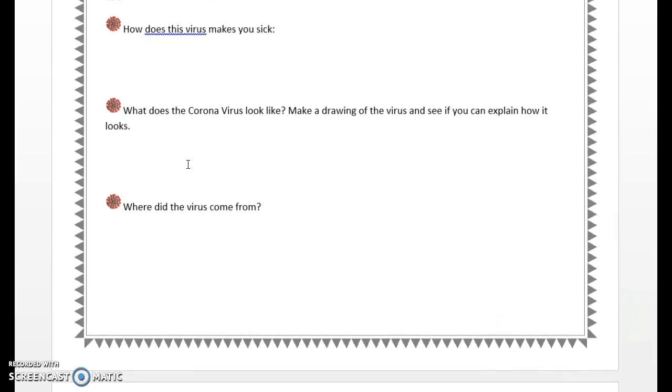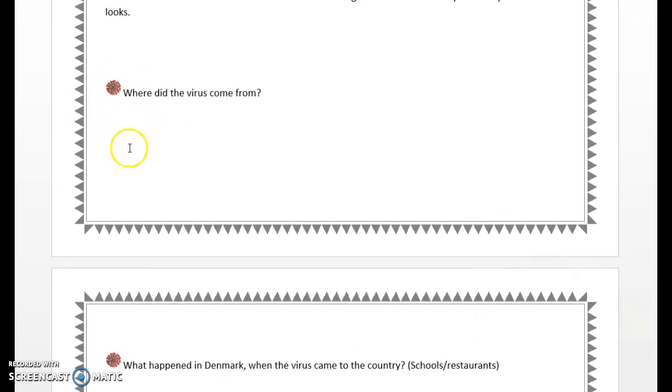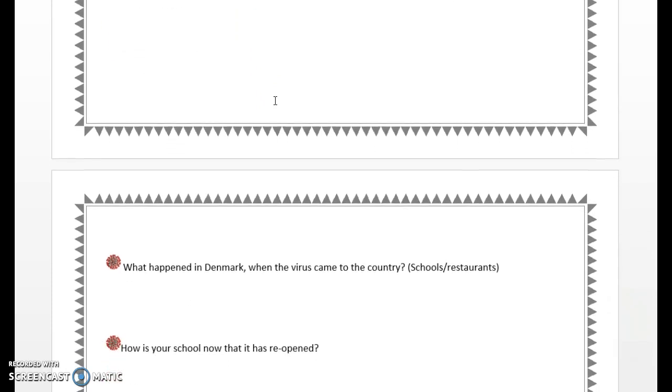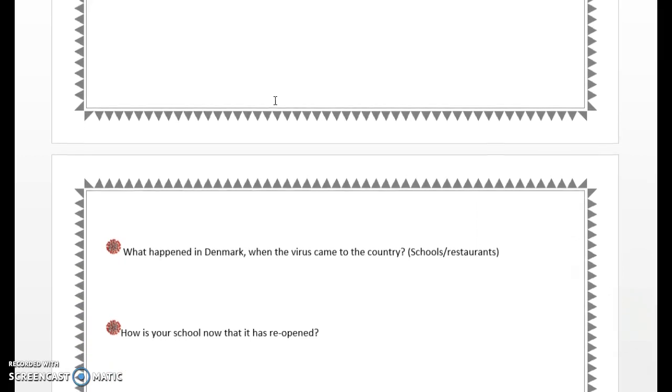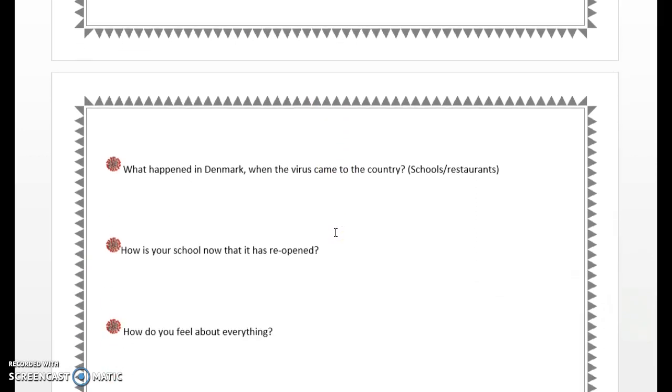Then there is something about how does this virus make you sick? What does the coronavirus look like? Here you have to make a drawing of the virus and see if you can use any words to explain how it looks. Then you have to write something about where the virus came from. You can write the virus came from, and you probably know where it came from. Maybe you also know what kind of animal caused the germ to spread.